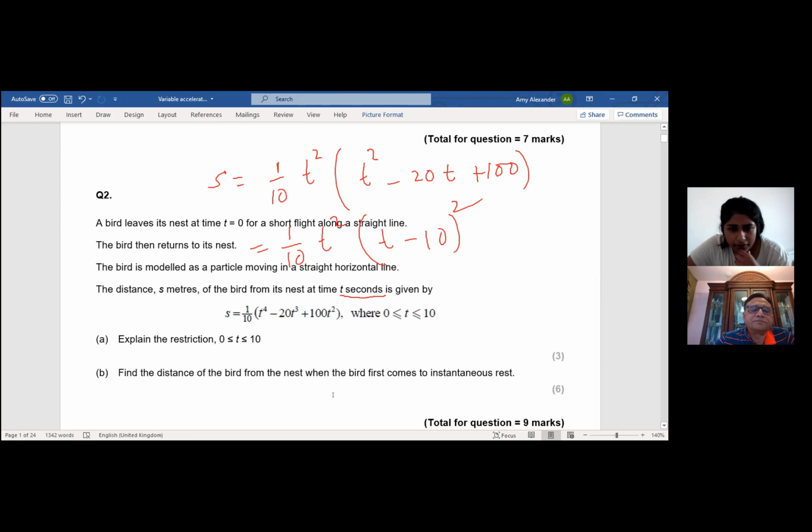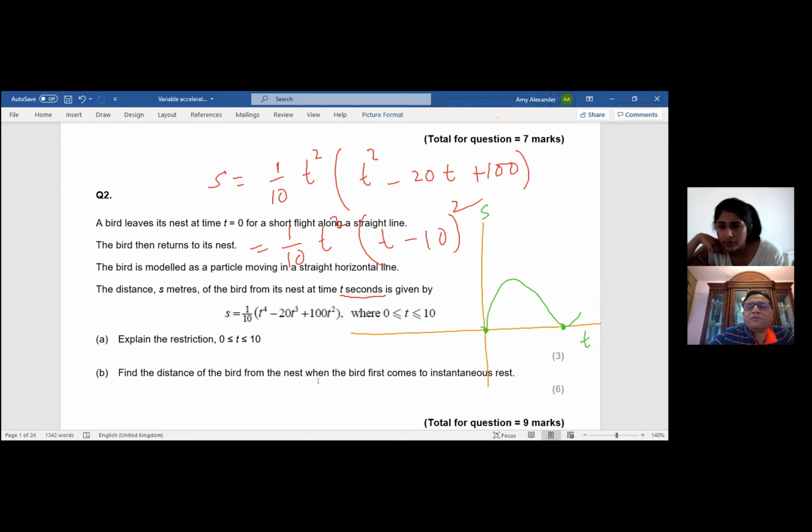Find the distance of the bird from the nest when the bird first comes to instantaneous rest. Correct. So that means what? If you look at this function, can you sketch this function? Yes, try to sketch it. That will help. You have t on the x-axis, so 0 and then 10, and then you should have a little curve at the 10 part. So basically, the bird goes like this, and then like this. Do you see that? Because here also it is t square.